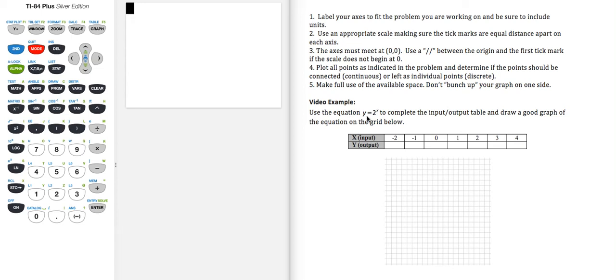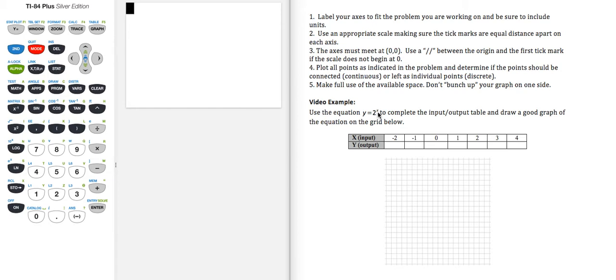Here I'm given the equation y equals 2 to the x, and I'm asked to complete the input-output table and draw a good graph of the equation on the grid below. So what we're going to do is take each of these input values and replace x with that input value.